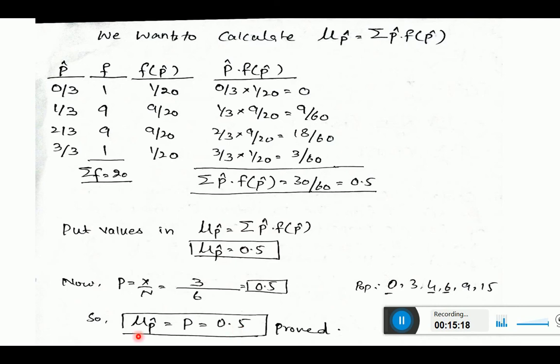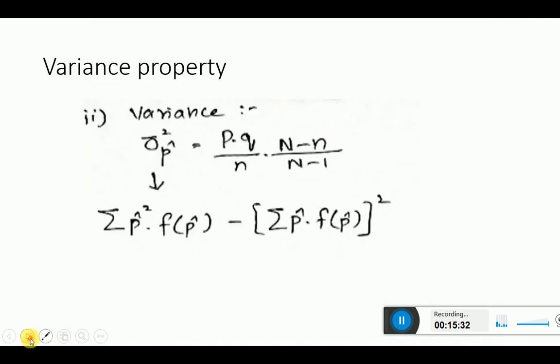Now we are going to move toward the next property, that is variance. Here is the sampling distribution data again: p cap, f of p cap, and p cap f of p cap. I am writing it again. Now I am going to calculate the variance property.